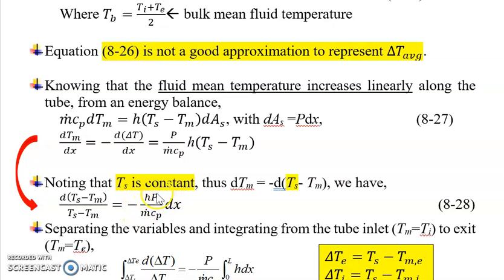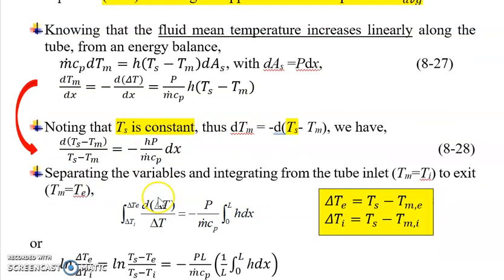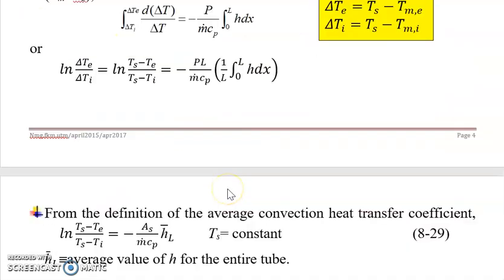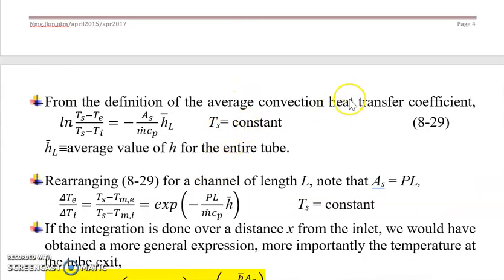Now, noting Ts is a constant, we separate the variables and integrate from the tube inlet to exit. Note that delta Te is the surface temperature, which is constant in this case, minus the temperature at the exit. And delta Ti is the surface temperature minus the mean temperature at the inlet. When we integrate, we get the logarithmic solution form. And knowing that here, the h is the average convection heat transfer coefficient, it may be simplified to get 829.